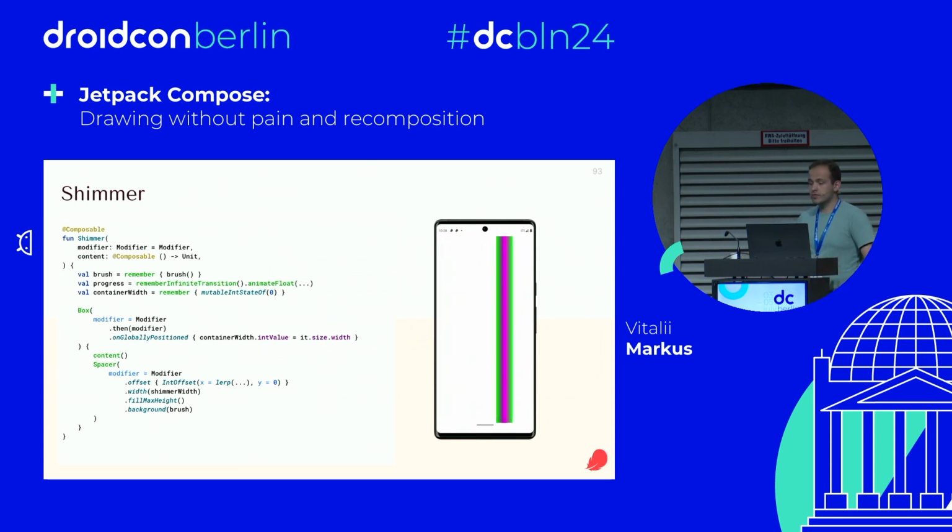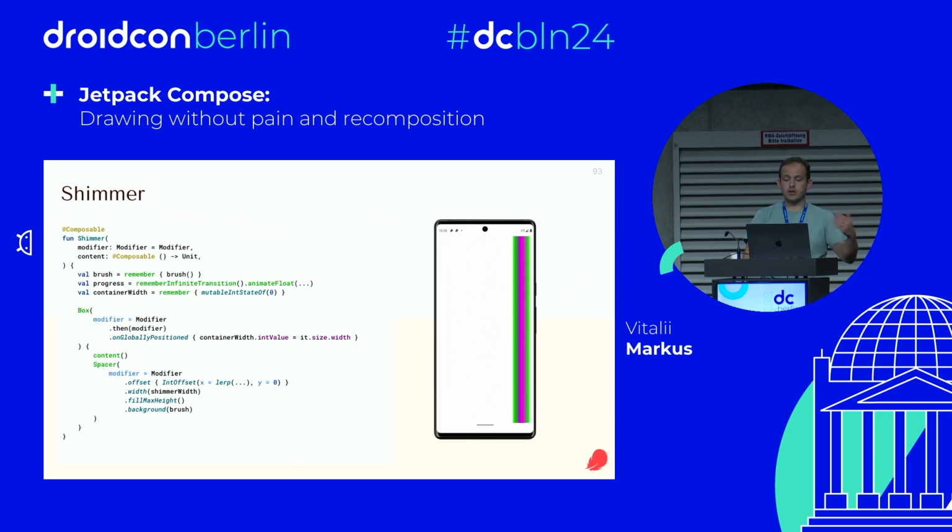For example, there is another way to implement a shimmer. We can use the offset modifier with a lambda. This modifier is executed during the layout phase, unlike the previous solution, which was executed in the drawing phase. And as you remember from our previous slides, the drawing phase takes less time. So we can say that the previous solution is still considered more optimal.